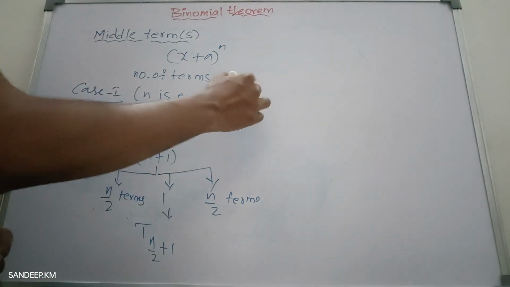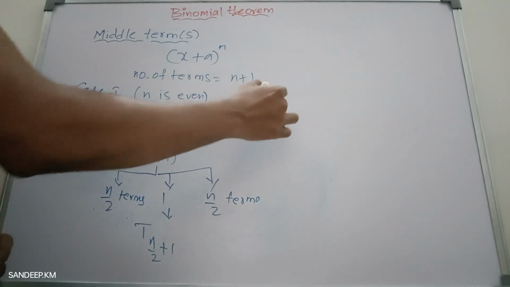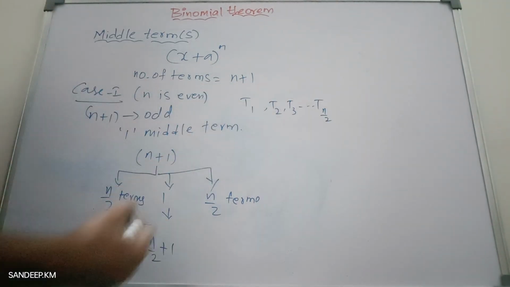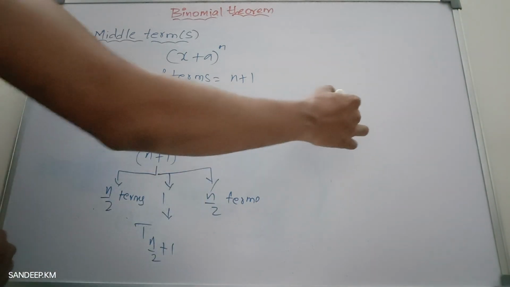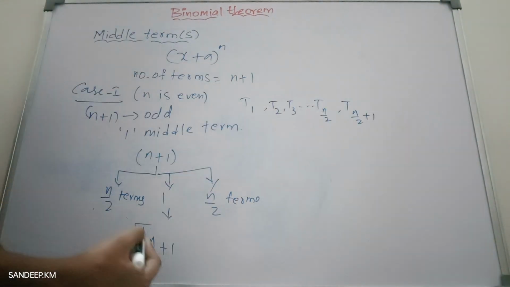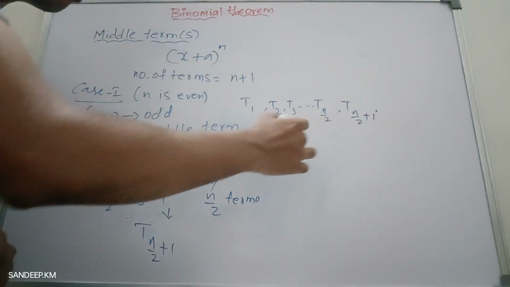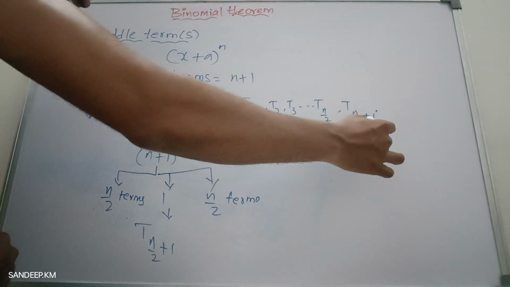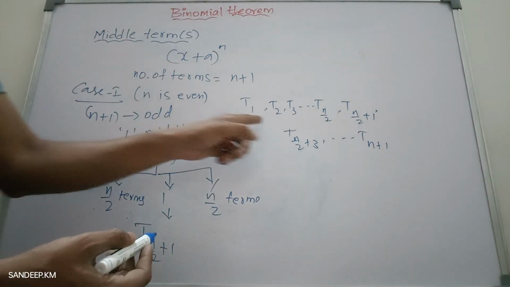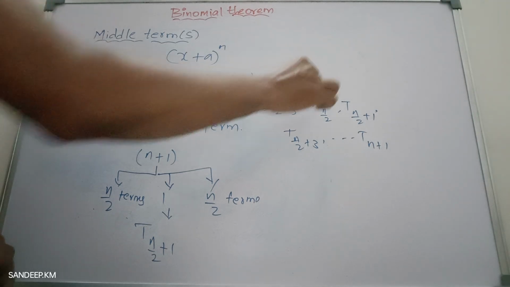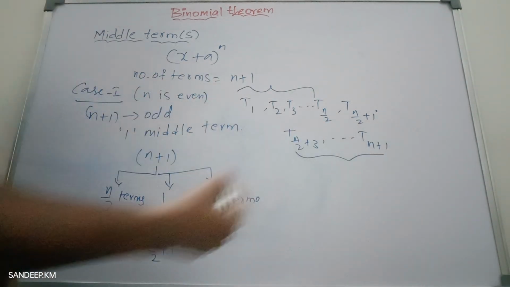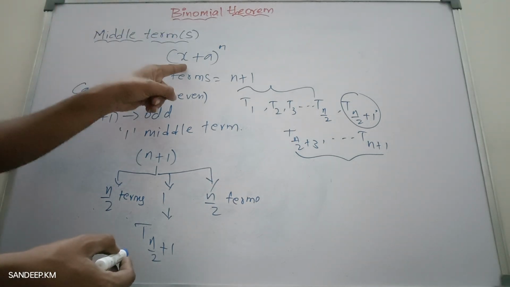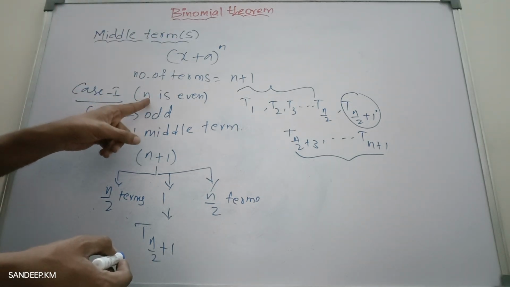What I am trying to say is, there is the first term in this expansion, the second term, the third term, and so on up to T(n/2). The first n/2 terms, then the middle term T(n/2 + 1), and then the remaining terms: T(n/2 + 3), T(n/2 + 5), and so on. The last term is T(n + 1). So this is the first n/2 terms, this is the last n/2 terms, and this is our middle term. There is only one middle term in this binomial expansion if the index n is an even number.